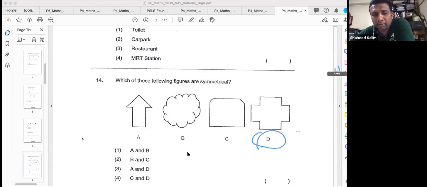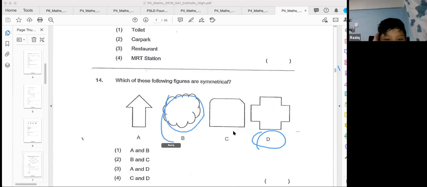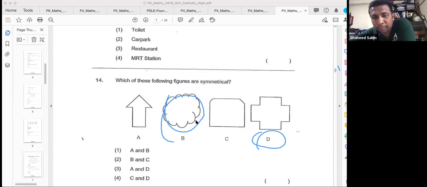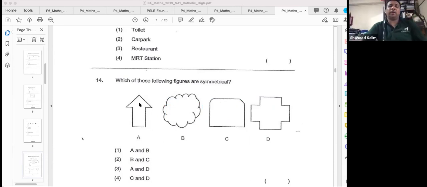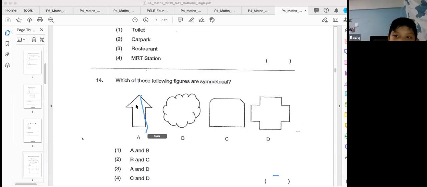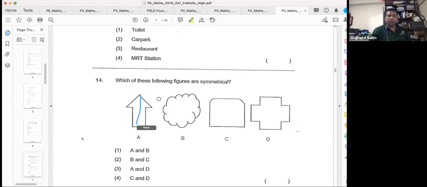Okay, D. But there's 2, not only one. Which other? This is confusing. This is not, because every curve here is different. So even if you cut, it's not going to work. A and D. Okay, can you show me the cut for A? Where's the cut for A? How to cut A? Straight, like that. Okay, straight. Yes, well done. That means you understand.